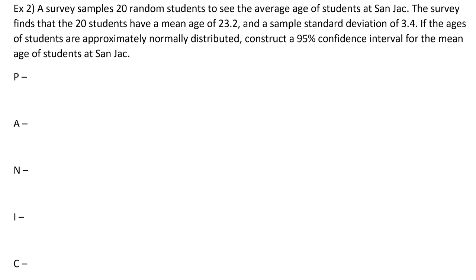So a survey samples 20 random students to see the average age of students at San Jac. The survey finds that the 20 students have a mean age of 23.2 and a sample standard deviation of 3.4. If the ages of students are approximately normally distributed, construct a 95% confidence interval for the mean age of students at San Jac.